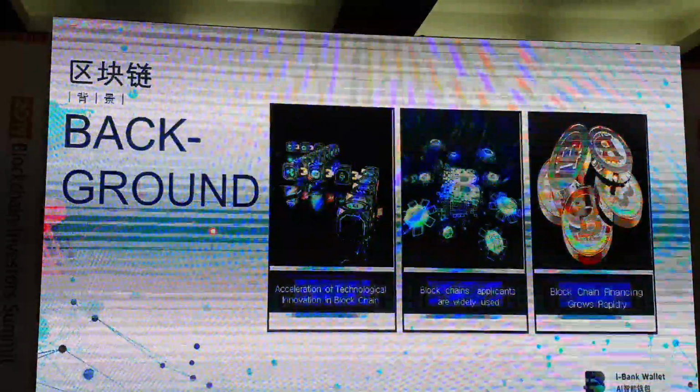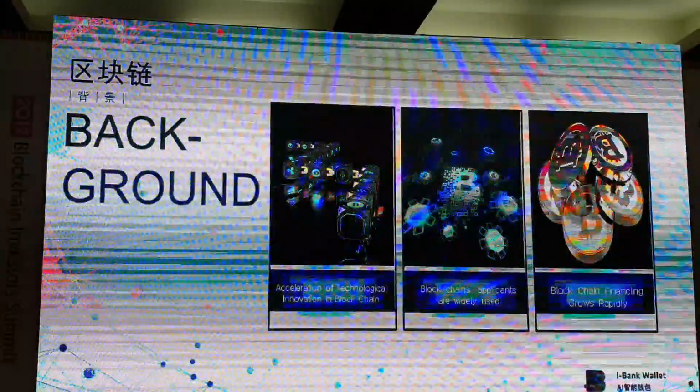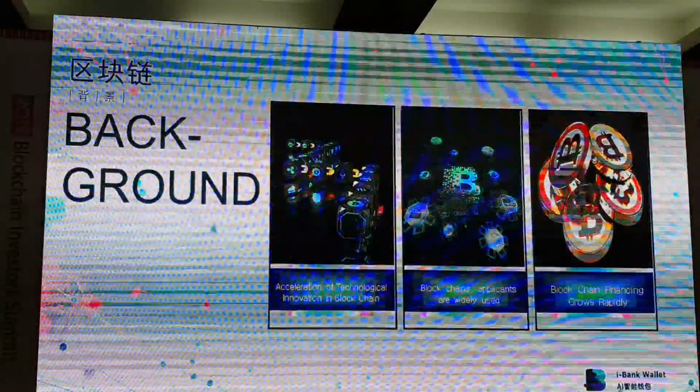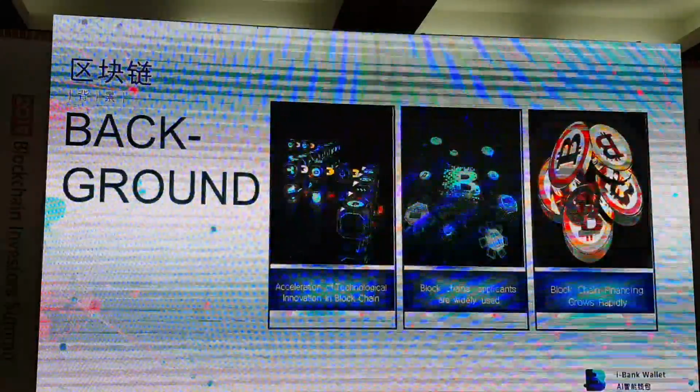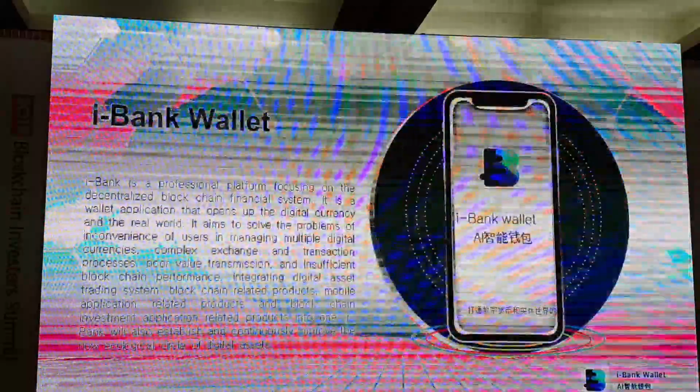So guys, let's start. Our background is the acceleration of technological innovation in blockchains. Blockchain applications are widely used, and blockchain financing grows rapidly. This is the background. Let's do the next step.